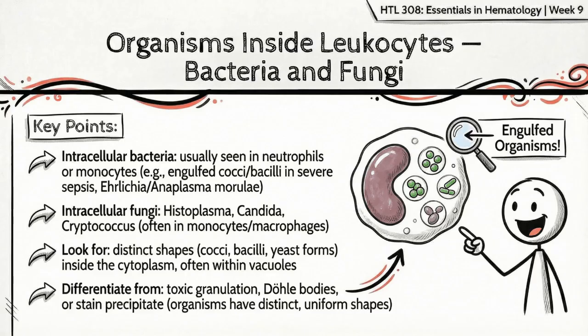Histoplasma capsulatum can be seen as small yeast forms inside neutrophils and macrophages in severely immunocompromised patients. Cryptococcus neoformans, a large, encapsulated yeast, can be seen in peripheral blood in severely immunocompromised patients, particularly those with AIDS. And in septic patients, you may occasionally see bacteria, bacilli or cocci, inside vacuolated leukocytes. This is a significant finding that should be reported immediately.